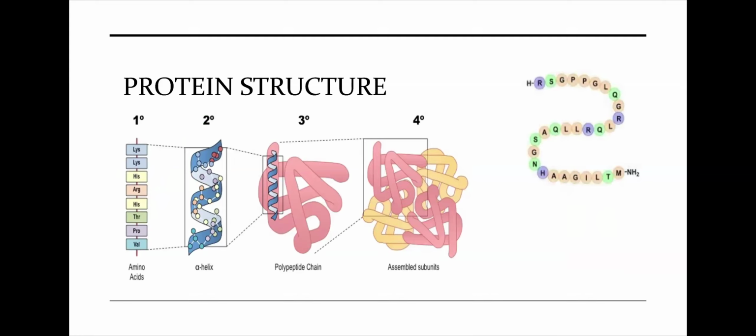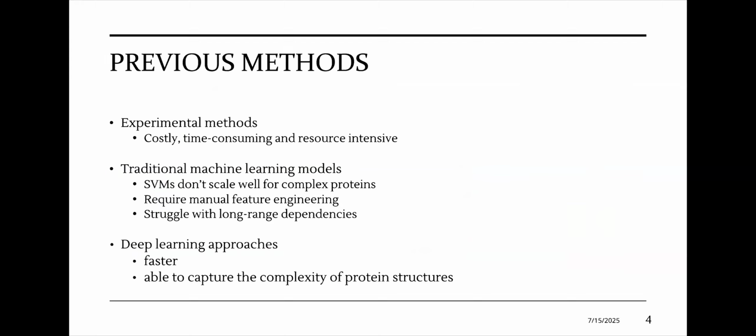The sequence determines the tertiary structure of the protein, also known as the 3D structure. The structure of a protein determines its function. Understanding this relationship is essential for drug discovery and disease analysis. There have been many methods to determine the structure of a protein. Experimental methods can be expensive, time-consuming, and resource-intensive. Traditional machine learning models, like SVMs, don't scale well for complex proteins. They also require manual feature engineering and struggle with long-range dependencies that are critical to protein folding.